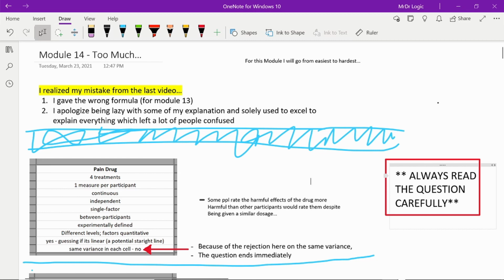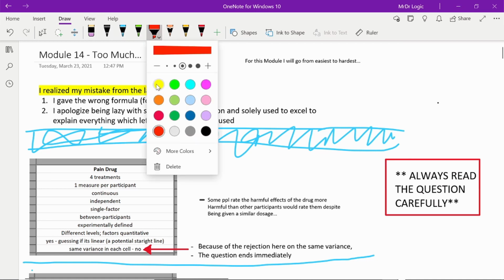Before we continue, always read the question carefully, because sometimes it just likes to mess with you. So let's get started right away.